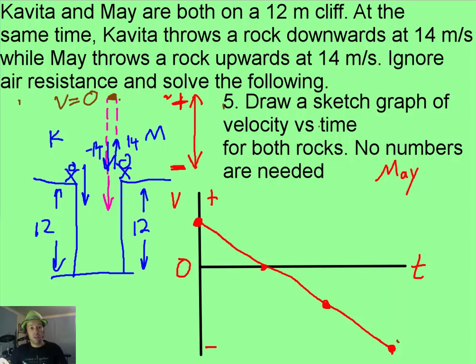Now we change colors, and we talk about Kavita's. At the same time, she throws her rock, but not with 0. She's going to start with the negative counterpart to May's. So hers starts at negative 14, and it must have the same acceleration, so it has to have the same slope, and so it's going to end up at the same slope going down and matching. This is supposed to be at the same height. It ends up with the same impact speed as May's. That's it.